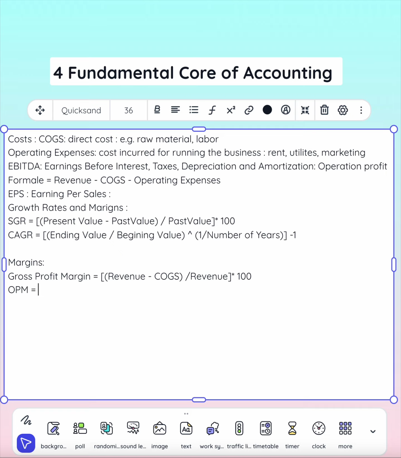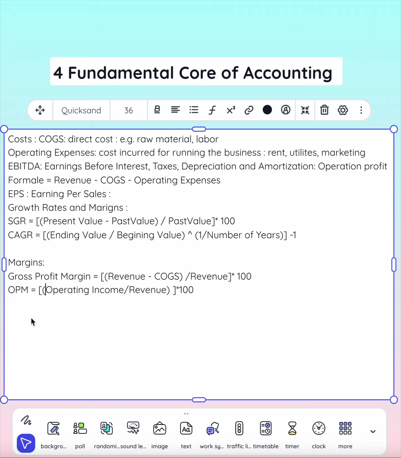Okay, this is calculated using operating income divided by the revenue, and you just multiply it by 100. So operating income is equal to the EBITDA. Okay, this operating income, you can calculate it by this formula.